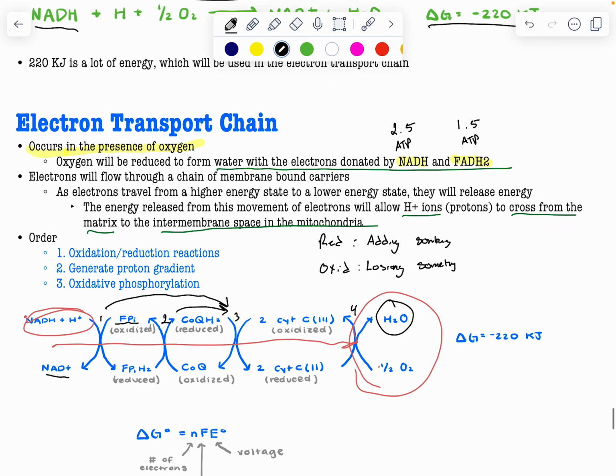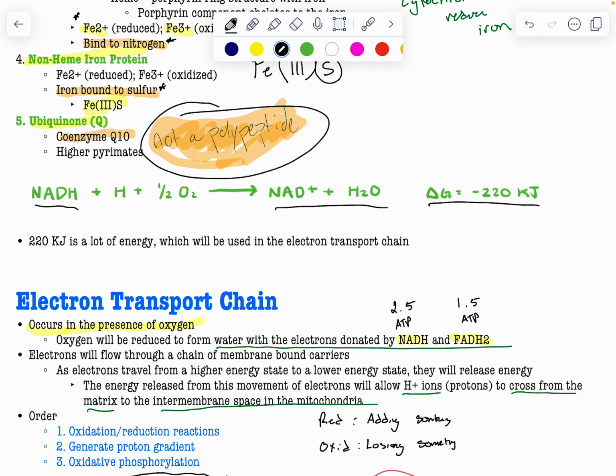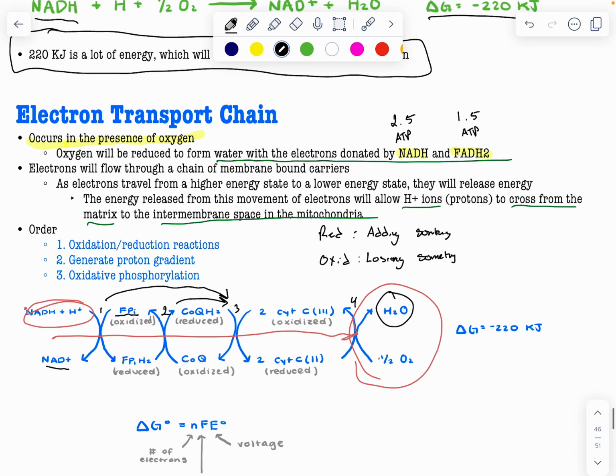Oh, last topic. Also, memorize 220 kilojoules. We're going to be talking about that with the electron transport system, and it is going to be a major topic that we are required to know. Okay, here we go. I even drew a nice little pretty picture for you guys that we're going to get to in a second.